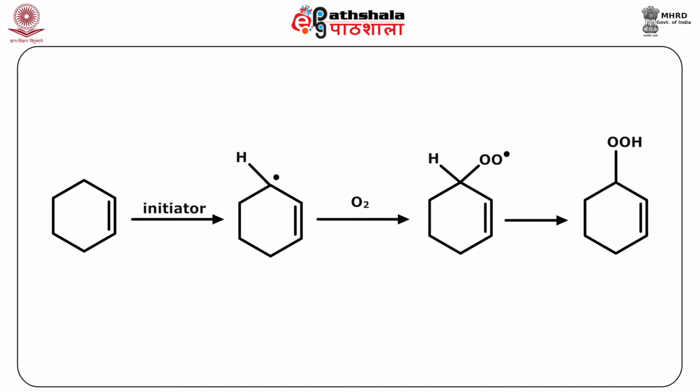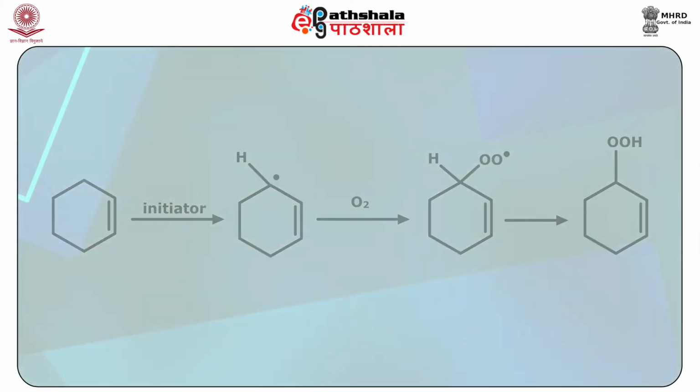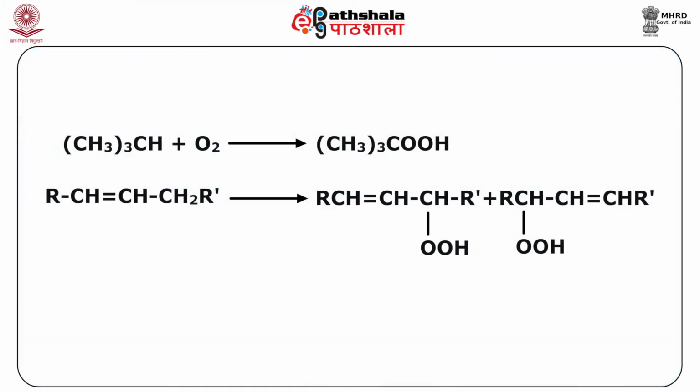In this case, the resonance stabilization of the allylic radical greatly facilitates the removal of a hydrogen. A few selected examples of the compounds which are prone to auto-oxidation are alkanes and alkenes, which undergo auto-oxidation to form hydroperoxides. Following is a typical example of olefinic compounds forming hydroperoxides, which further react to give complicated products.